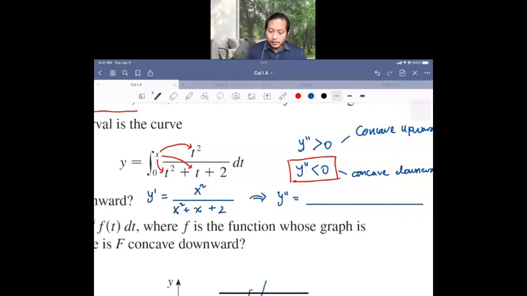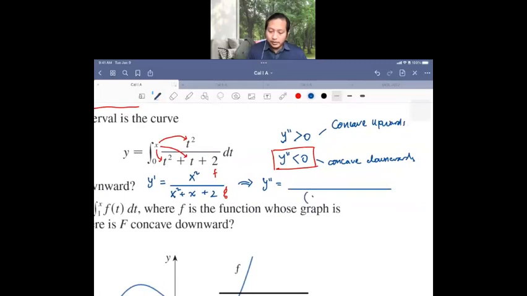Now what you can do is you need to use the quotient rule. Imagine this is f, this is g. For sure, the bottom part, the denominator, should be squared, right? And at the top will be 2x, and then x squared plus x plus 2 minus x squared 2x plus 1.